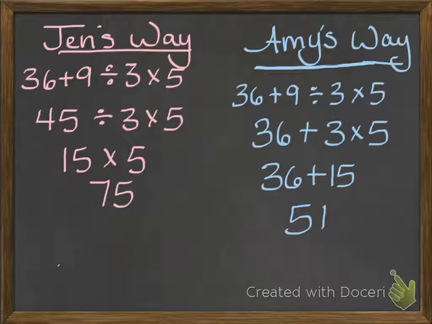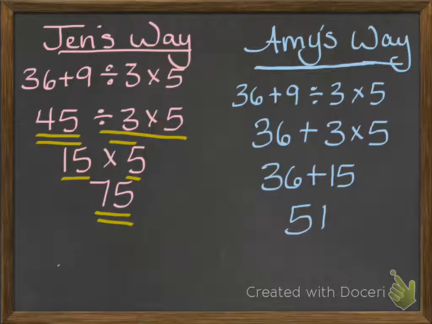Let's take a look at Jen's way first. So first she has 36 plus 9, and she added that together. She got 45. And then she has the rest of her problem here. So then she took 45 and she divided it by 3 and got 15. And now she has 15 times 5, and that equals 75. Okay, so there's Jen's way.